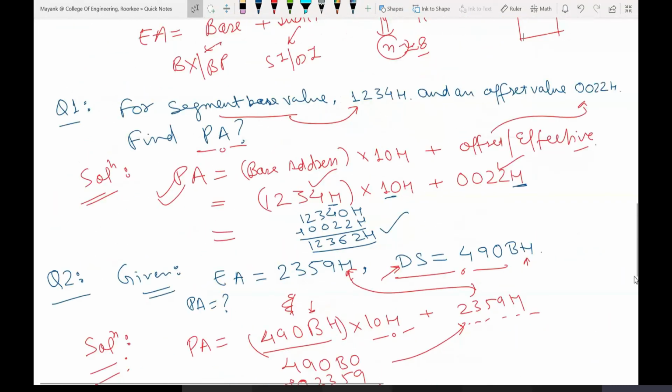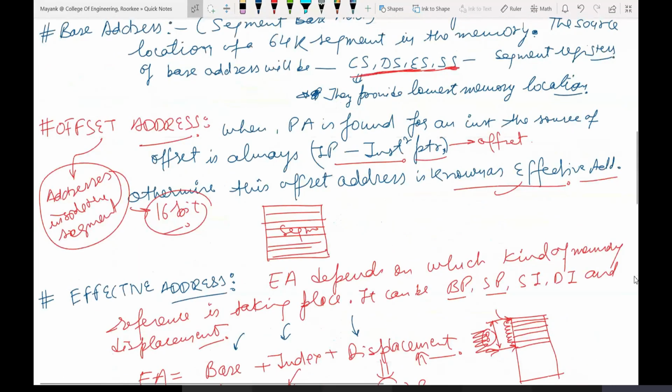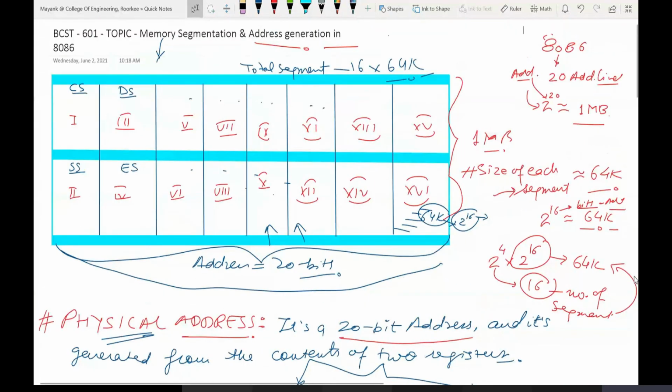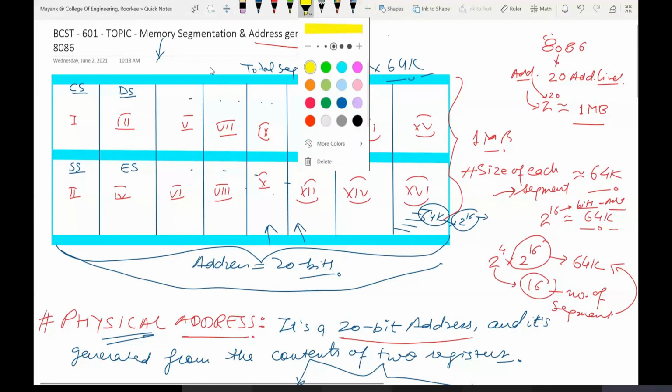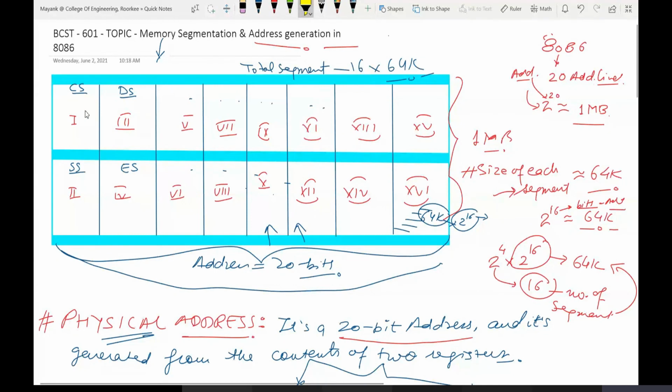Let's have a revision. We have studied memory segmentation, how the segmentation looks like, the 16 segments, and the four which are available to us: code, data, stack, and extra. In total, how many segments are we having? Total 16 segments. Each has a capacity of 64K. That means whenever we are talking about a segment address, it will be of 16 bit.